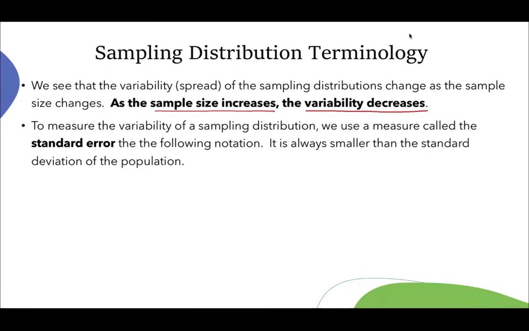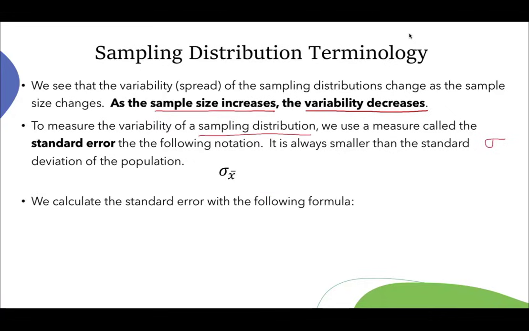The measure of variability in a sampling distribution has a special term. It's called the standard error, and it uses the following notation. It is always smaller than the standard deviation. So the standard deviation of the population is sigma. The standard error is sigma with a subscript x bar, or sigma sub x bar.